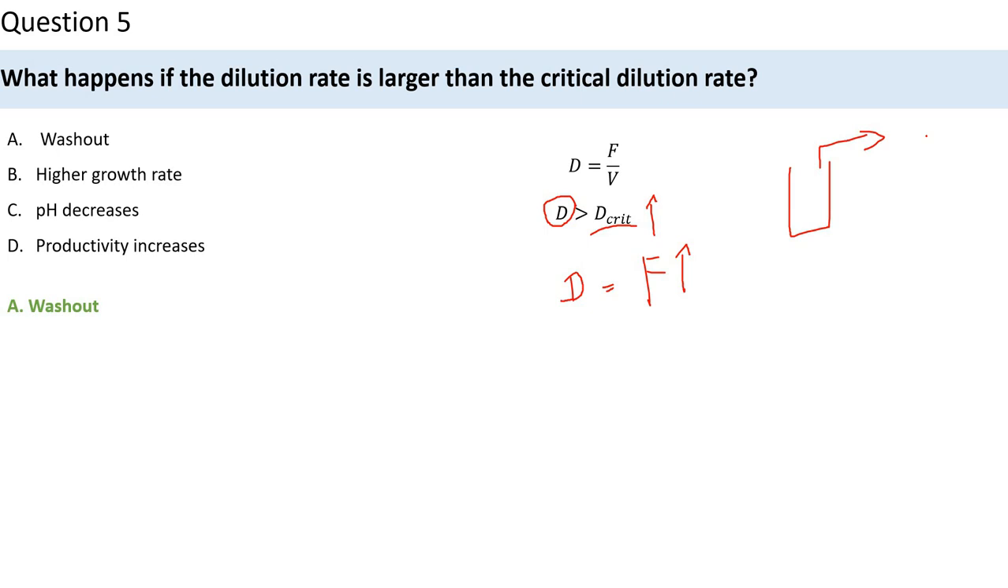What I'm trying to say is that the flow rate is very high, because of which the organism will not have enough time to stay inside the reactor to multiply, and to keep the concentration inside the bioreactor even at a critical level. The biomass will keep on coming out in the outlet, because of which the cells will be completely washed out from the chemostat.